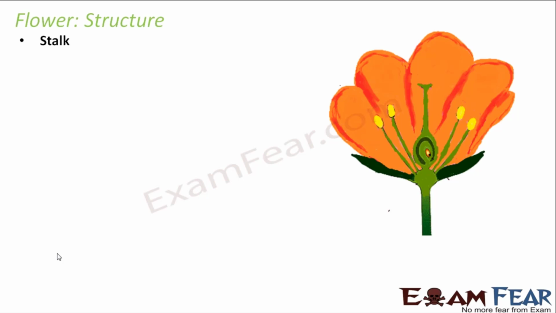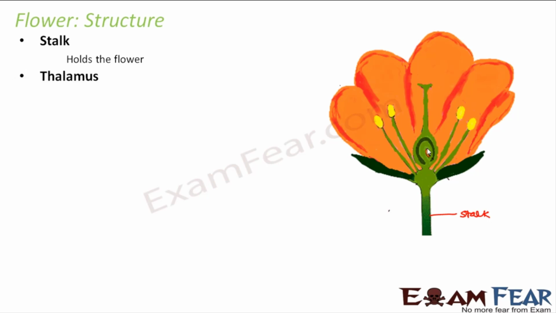First is the stalk. So what is the stalk? This tube-like structure which actually holds the flower. So this is the stalk of the flower. What is its purpose? Its purpose is to hold the flower. It acts as the base for the flower.